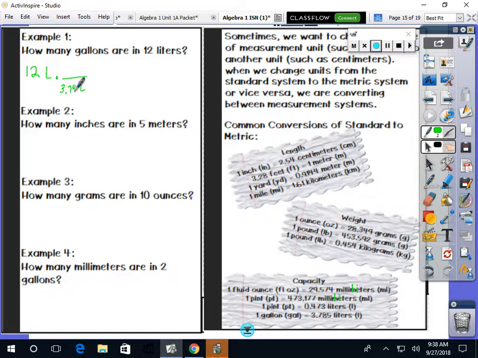Right, 3.785 liters in every gallon. Okay, now that we've made it to the units that they want the answer in, we can stop with the chain and cancel out all the other units. On top, we just have a 12 times 1, which is 12. On the bottom, we just have that 3.785. And now you just divide those. So 12 divided by 3.785 equals what?